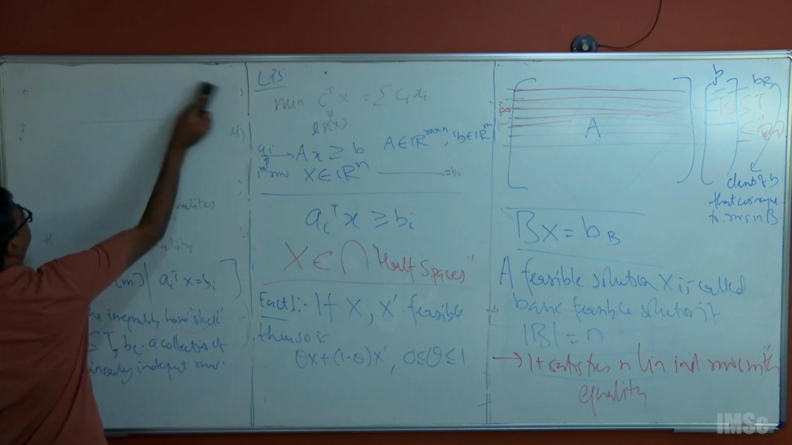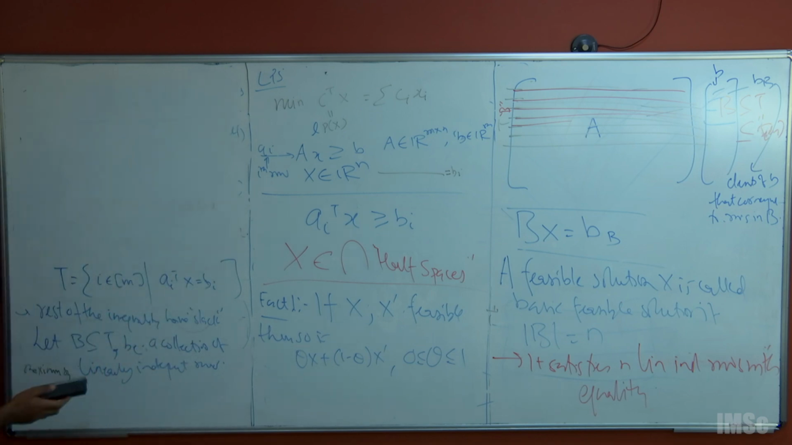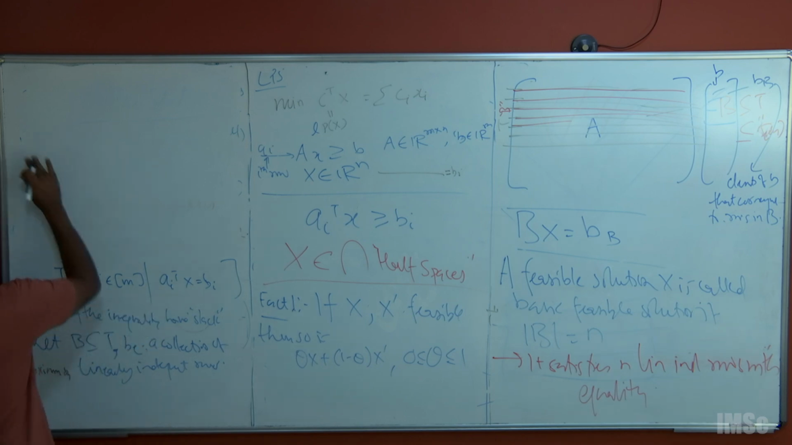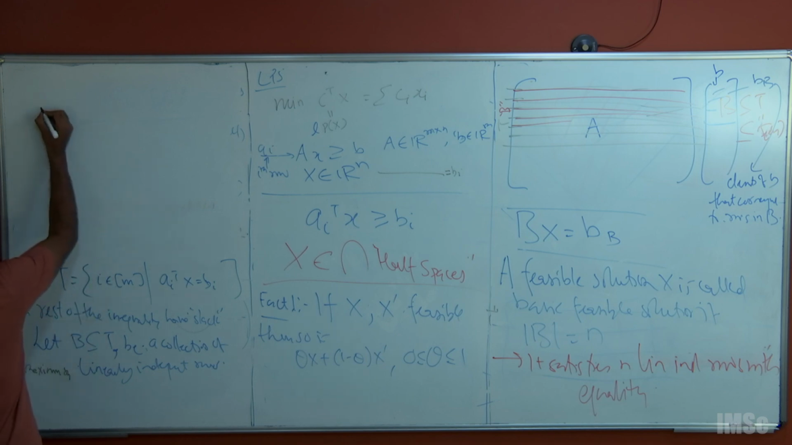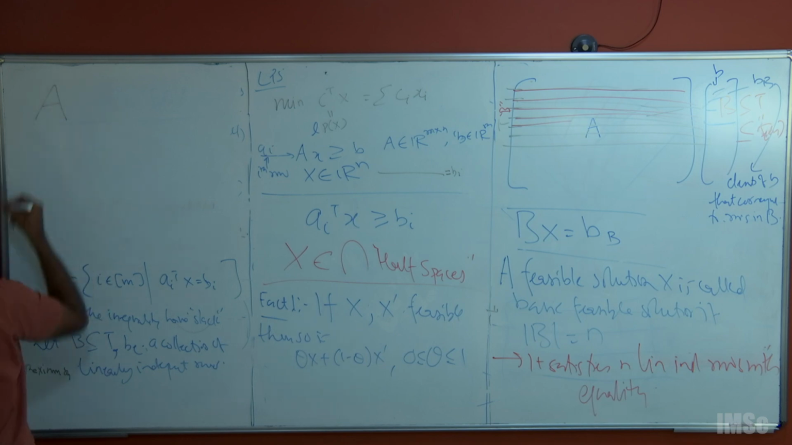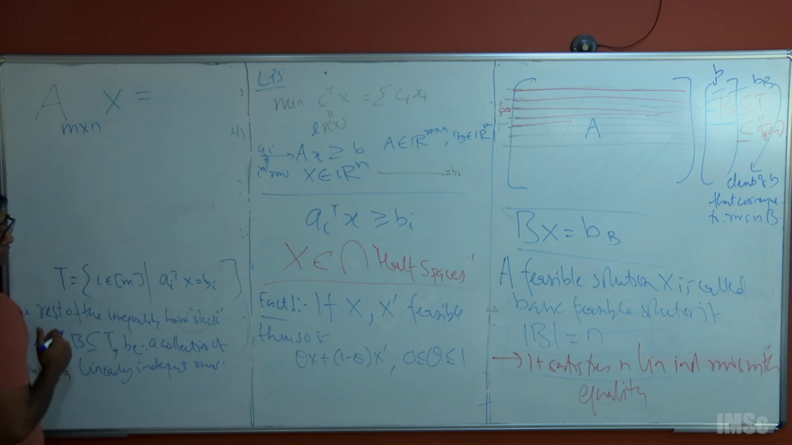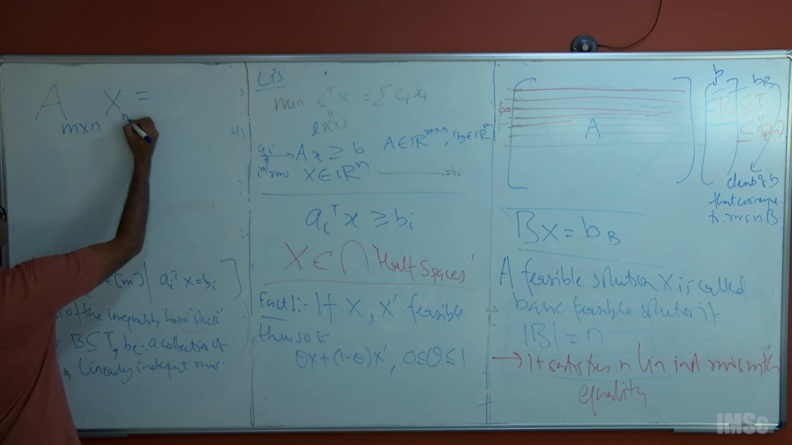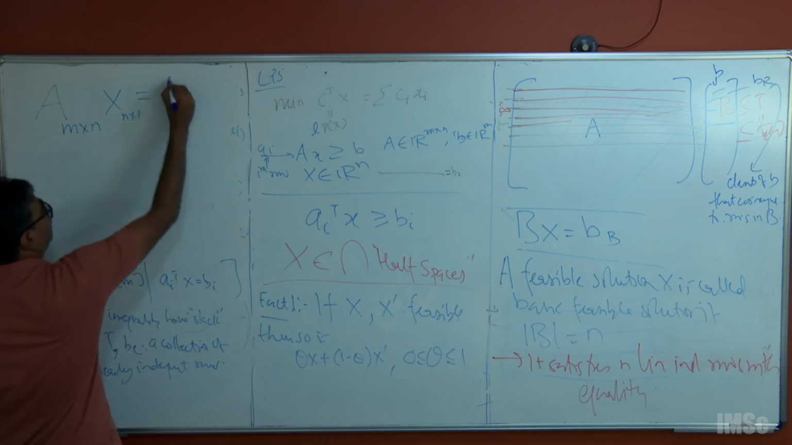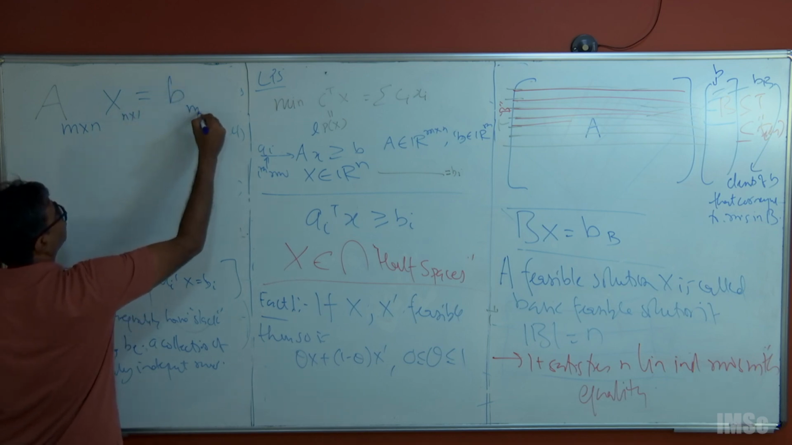Okay, but now what can we say about this? So look at this. If you think of it this way, what is A? A was an m cross n matrix because we have n variables. So what is the dimension of x? It is n cross 1, right? That is why you are getting b, which is m cross 1. Okay.